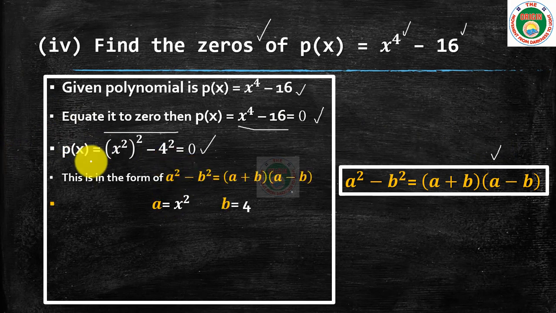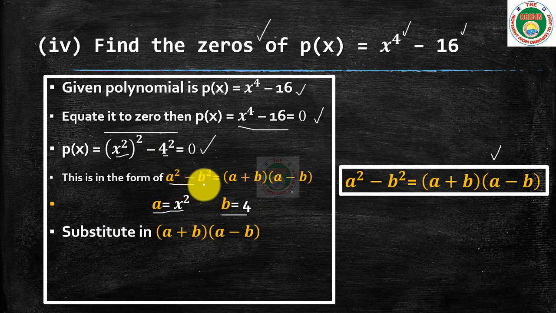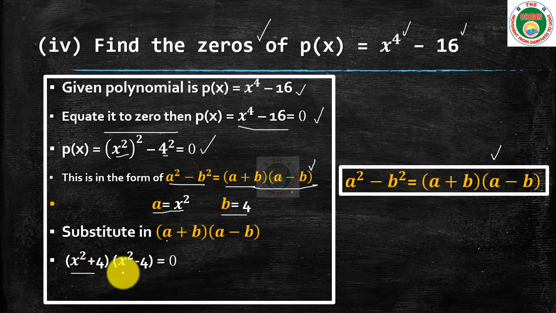Now in place of a we have x square, that is a equal to x square, and b equal to 4. Substitute a and b values in the result a plus b into a minus b. After substituting, the term is x square plus 4 into x square minus 4 equal to 0. This term is converted into x square plus 4 into x square minus 4 equal to 0.